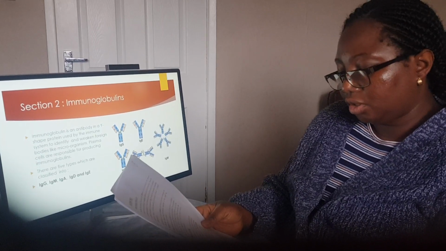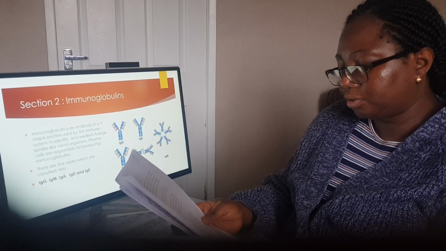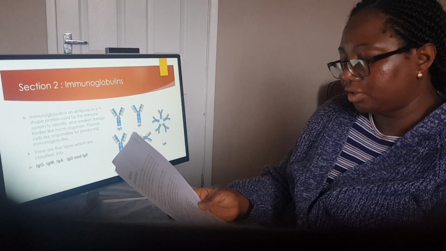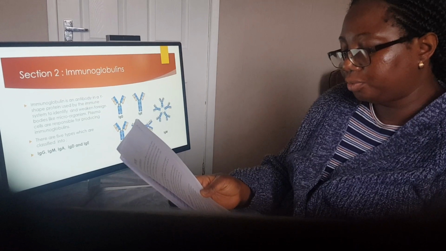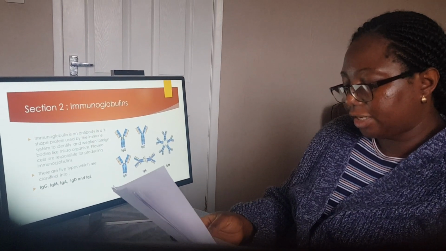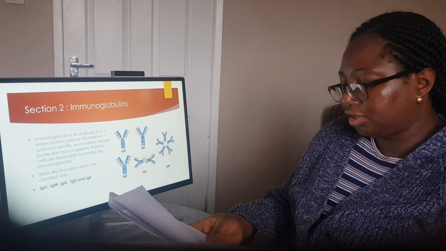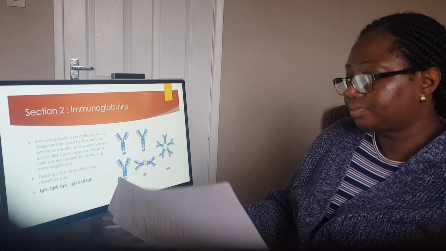Immunoglobulin. Immunoglobulin is an antibody, a Y-shaped protein used by the immune system to identify and weaken foreign bodies like microorganisms. Plasma cells are responsible for producing immunoglobulin. There are 5 types which are classified. We have the IgG, IgM, IgA, IgD, and IgE.